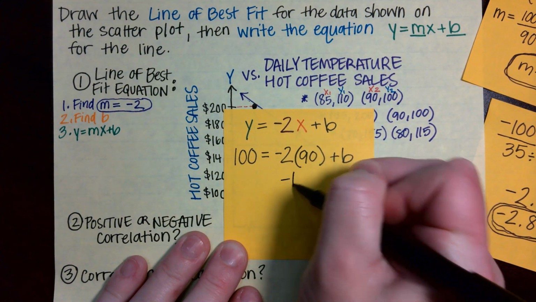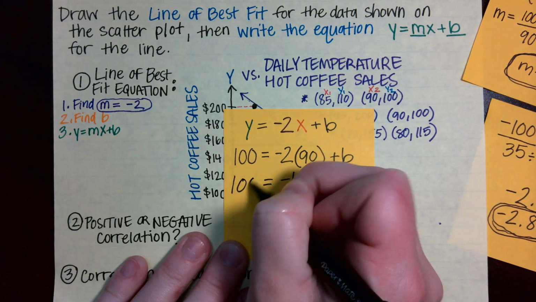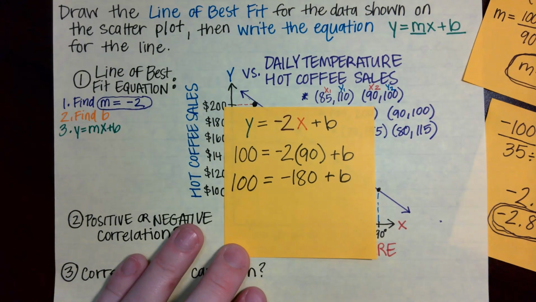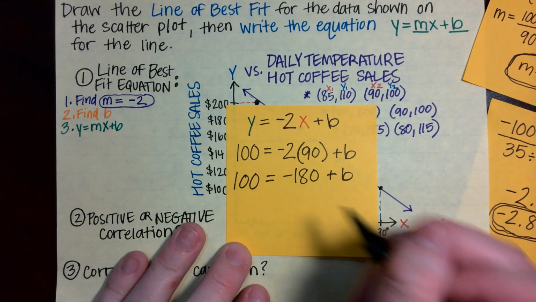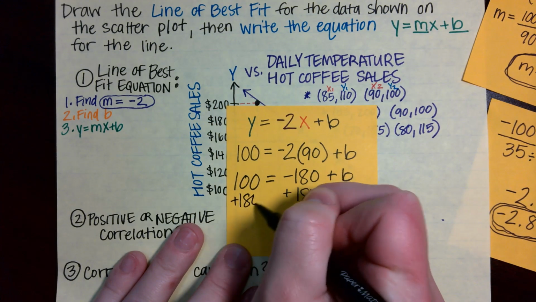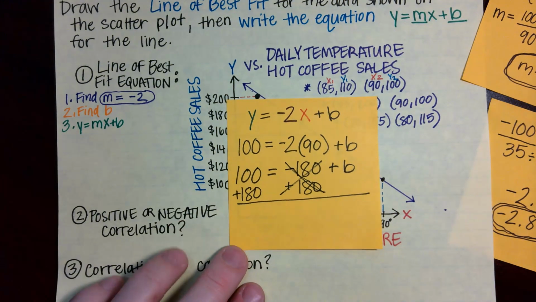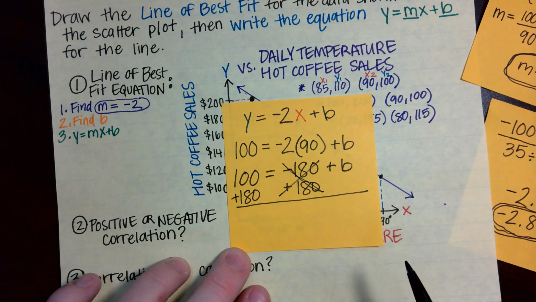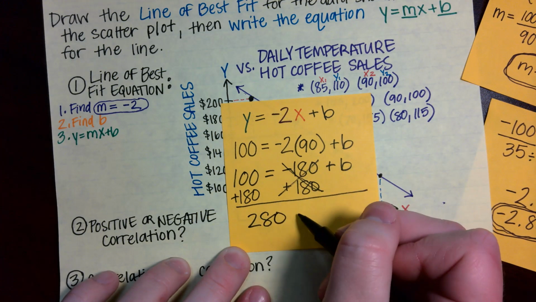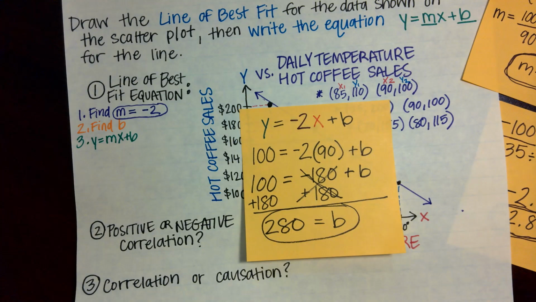Good. -180. We'll bring everything down. We've got 100 equals -180 plus b. And what's next? Add 180 to both sides. We're going to get a larger b than I was expecting. Okay, 280 equals b. All right, so we found our b.